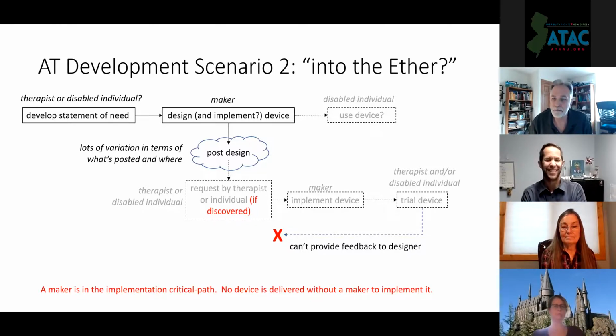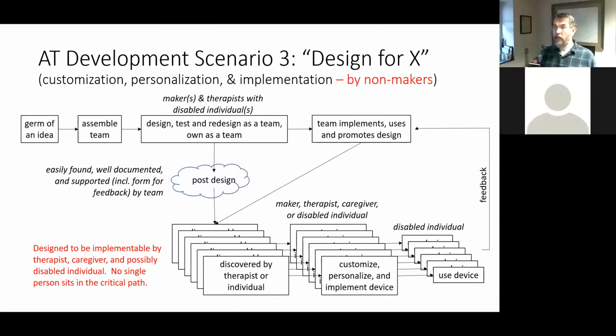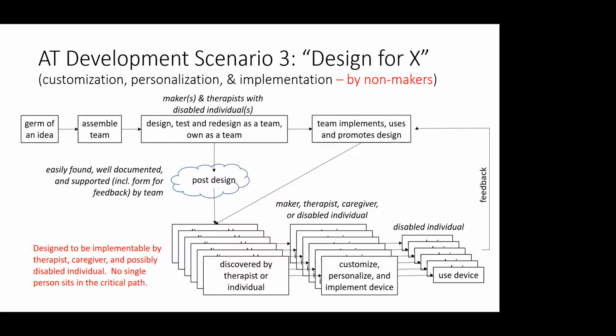All right. So then the third one has lots more boxes, so it must be better. There's a germ of an idea out there, a germ of a description of a need, and instead you assemble a team. You don't put this in the hands of some maker to kind of wizard up a solution. You assemble a team, and that team involves makers, therapists, and possibly the disabled individuals.